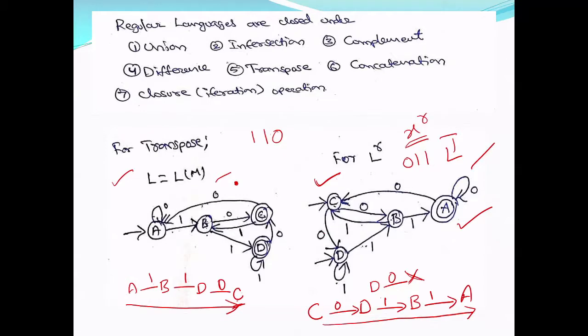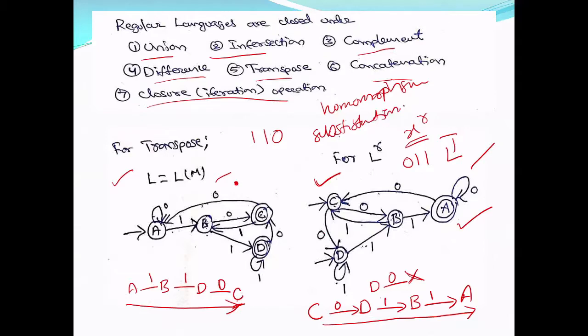So I can say now that the regular languages are closed under union, intersection, complement, difference, transpose, concatenation, closure, and they are also closed under homomorphism. You just remember this, homomorphism, and that homomorphism should be epsilon-free, and they are also closed under substitution.